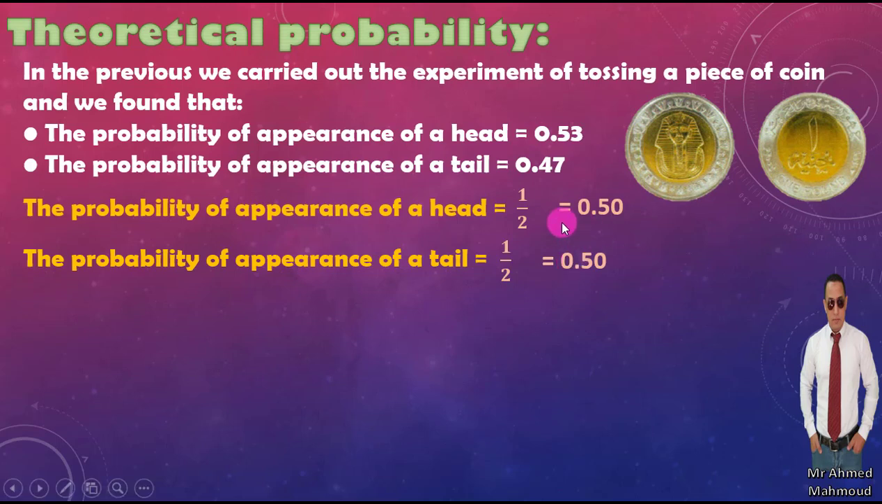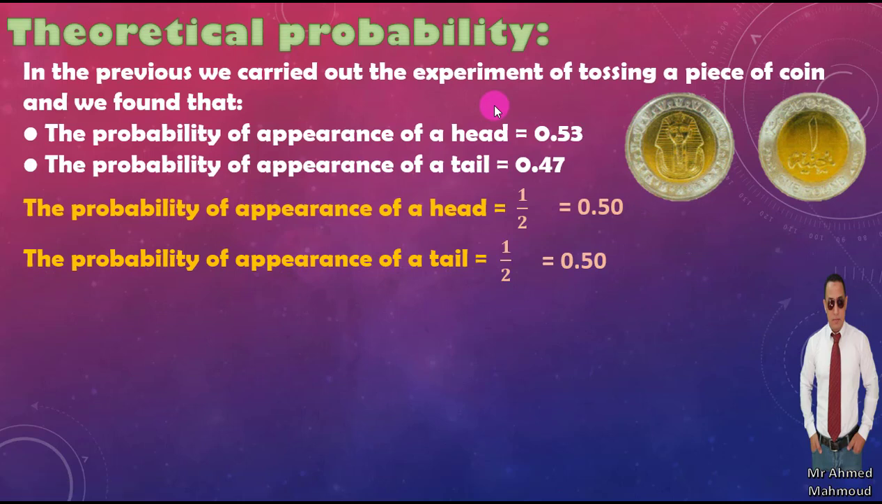Finally, by comparing the probability in the experiment and the probability theoretically, we found it's very near to each other: 0.53, and here it's 0.50. And also the tail in the experiment 0.47, and here it's 0.50. So we find that evaluating the probability in an experiment or theoretically gives values very near to each other, but it's better to evaluate it by the experiment, because it gives real values.